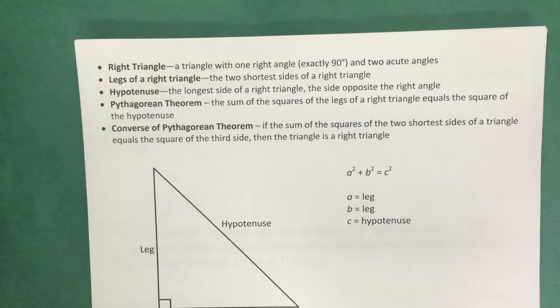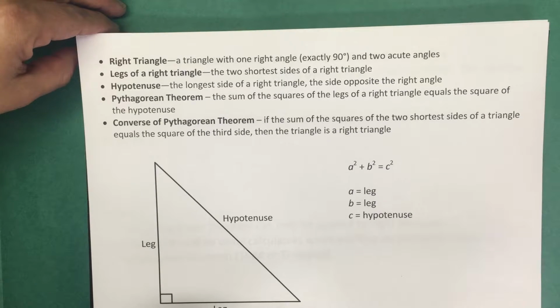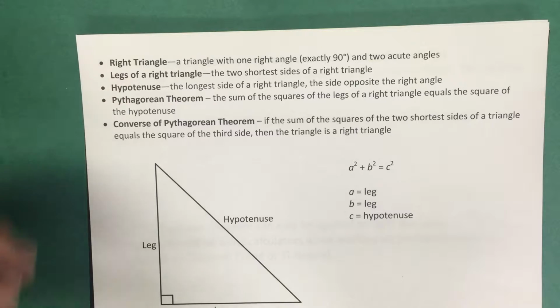A right triangle is a triangle with one right angle, which means that one angle measures exactly 90 degrees and two acute angles. The legs of a right triangle are the two shortest sides of a right triangle. The hypotenuse is the longest side of a right triangle, and it's the side opposite the right angle. The Pythagorean theorem says that the sum of the squares of the legs of a right triangle equals the square of the hypotenuse. The converse of the Pythagorean theorem says if the sum of the squares of the two shortest sides of a triangle equals the square of the third side, then the triangle is a right triangle.